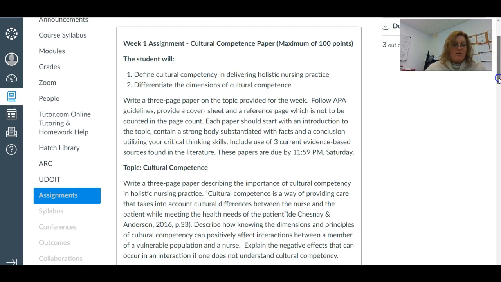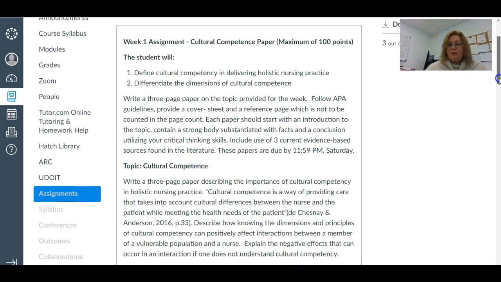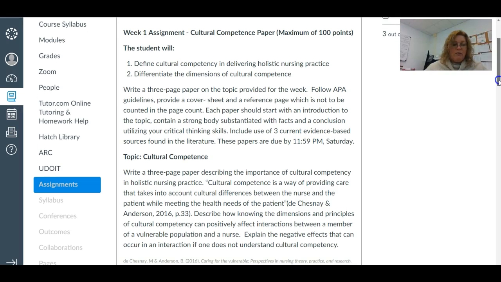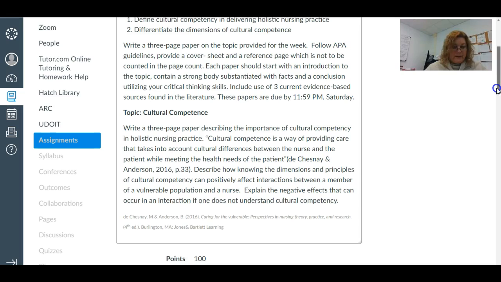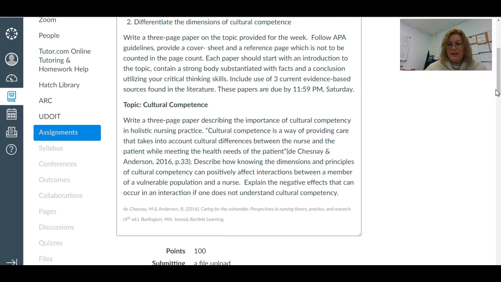I do want to remind you that most of these papers require 3 additional resources outside the regular readings. You can certainly use the readings when you're writing about this paper or any of the papers that you are assigned.